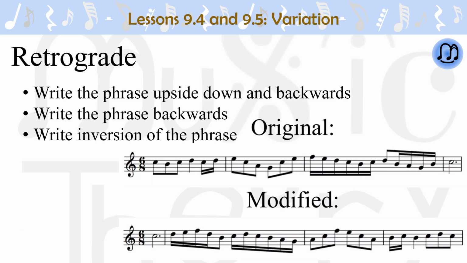Retrograde means to write the phrase upside down and backwards. To do that, you first write it backwards and then write an inversion of it. In the example shown, you start by writing the phrase backwards, which means that you write the last note of the original phrase as the first note of the modified phrase, the second to last note of the original phrase as the second note of the modified phrase, and so on. Then, you write an inversion of the phrase.